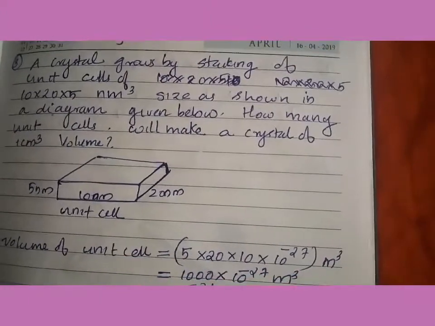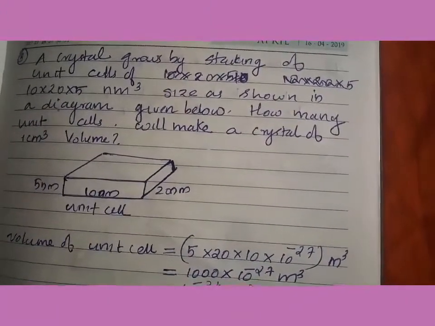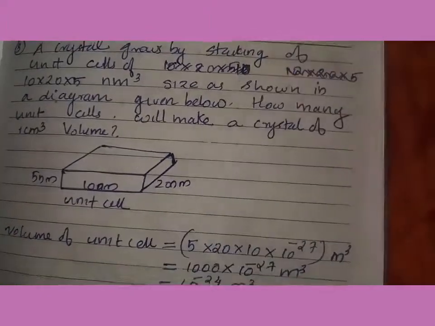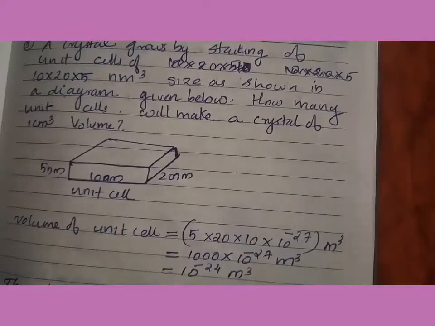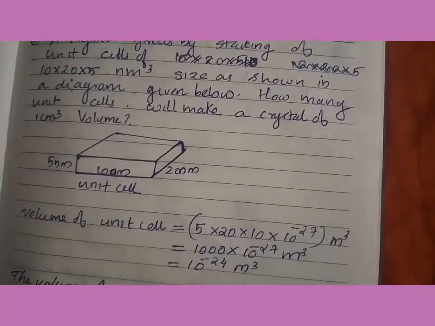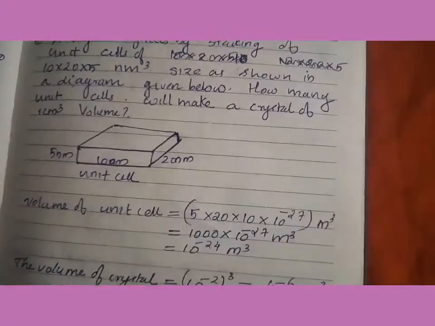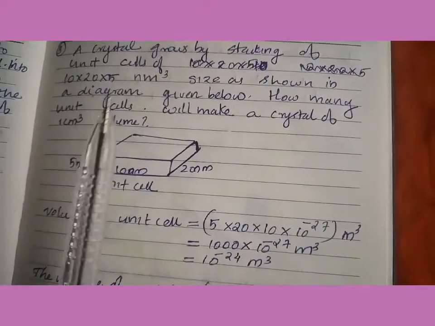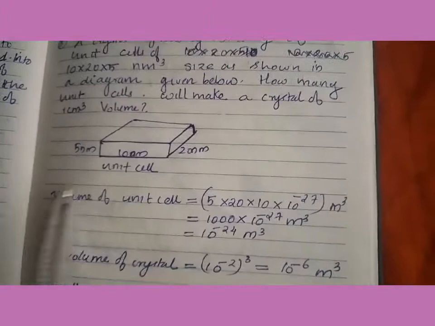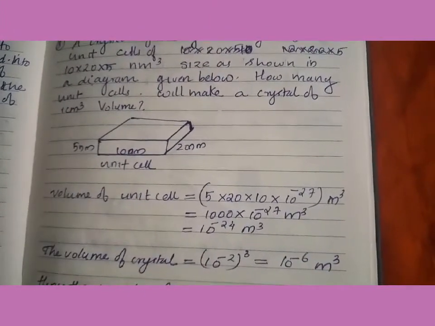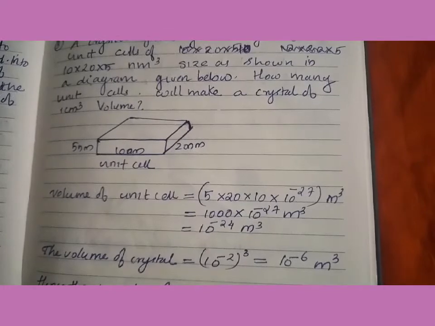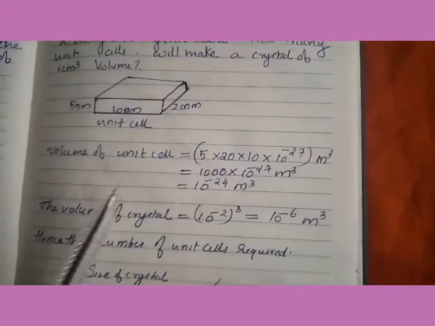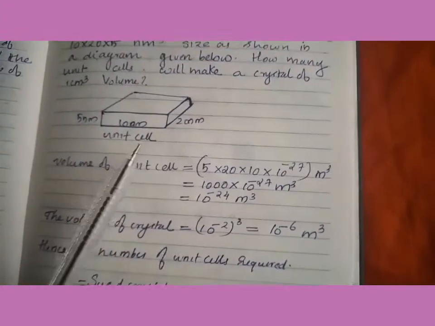Third problem: a crystal grows by stacking of unit cells of 10 into 20 into 5 nanometer cube size, as shown in the diagram given below. How many unit cells will make a crystal of 1 centimeter cube volume? Here the dimensions of a unit cell are given: 10, 20 and 5. So we have to get the unit volume for the crystal with 1 centimeter cube volume, that is, the volume of the unit cell.